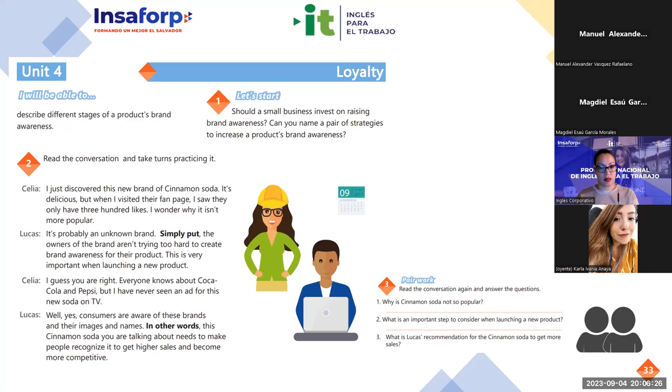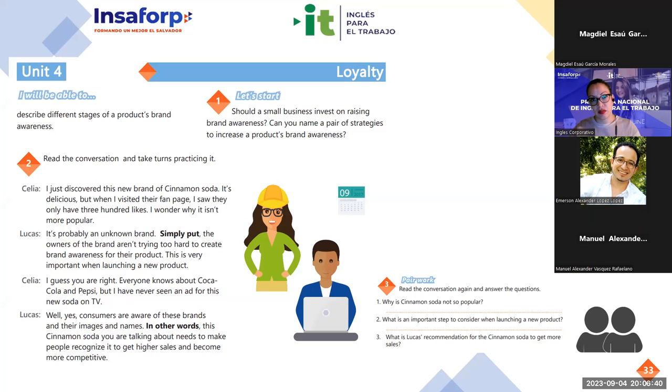I guess you are right. Everyone knows about Coca-Cola and Pepsi, but I have never seen an ad for this new soda on TV. Well, yes. Consumers are aware of these brands and their images and names. In other words, this cinnamon soda you are talking about needs to make people recognize it to get higher sales and become more competitive.